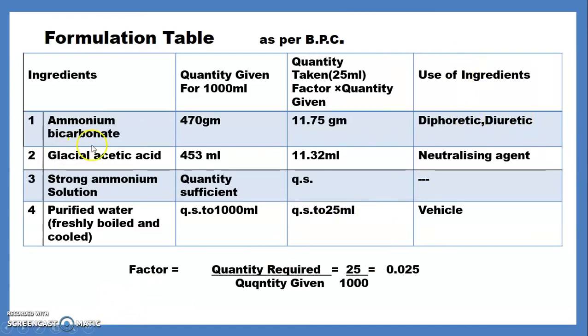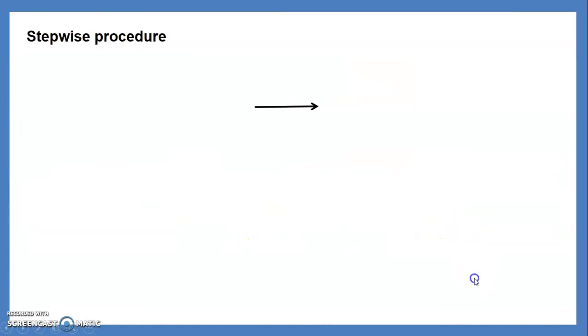Ammonium bicarbonate is used as a diaphoretic and diuretic. Diaphoretics are agents which are responsible for sweating, and diuretics are agents which increase urine formation. Then glacial acetic acid is used as a neutralizing agent and purified water as a vehicle.